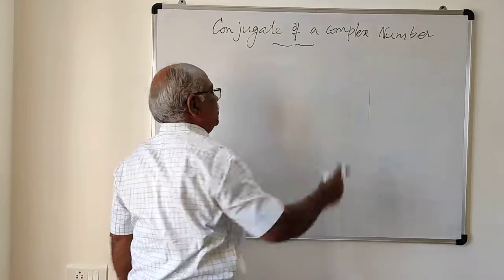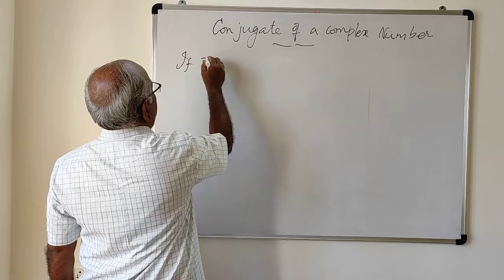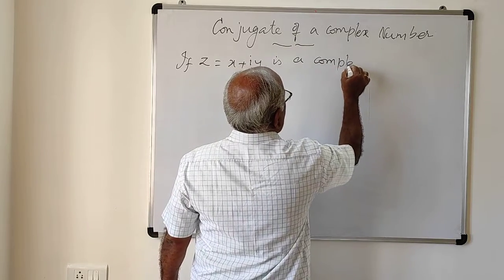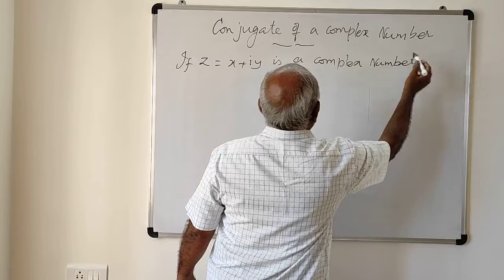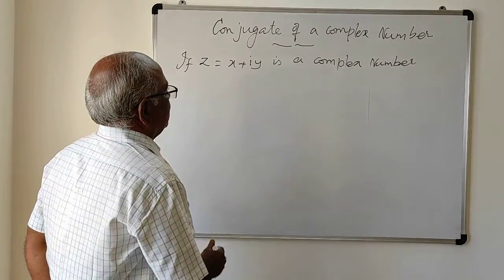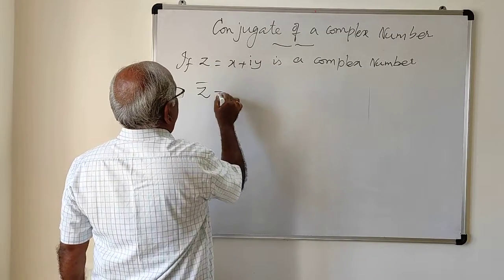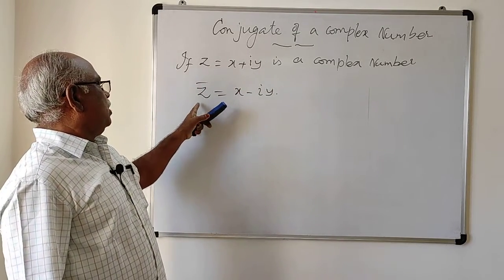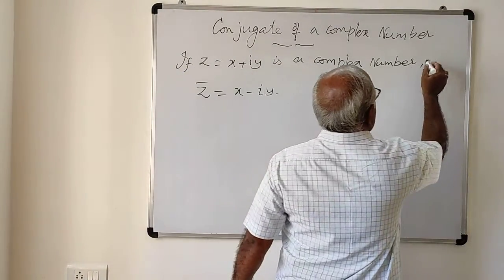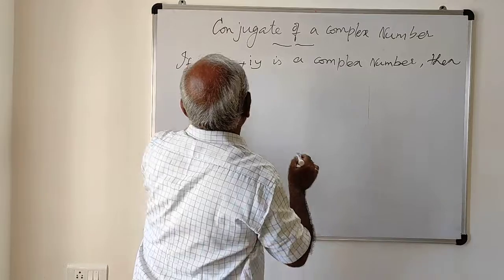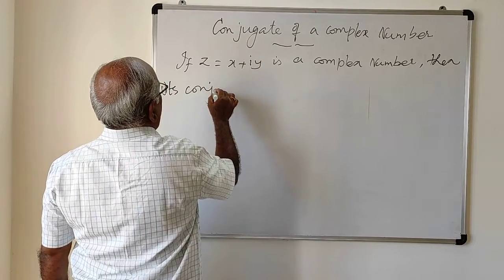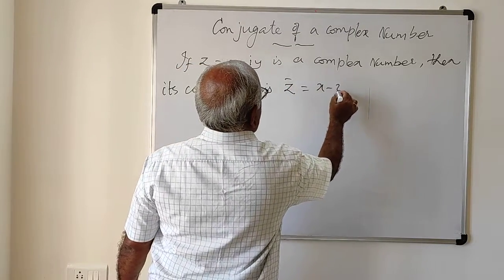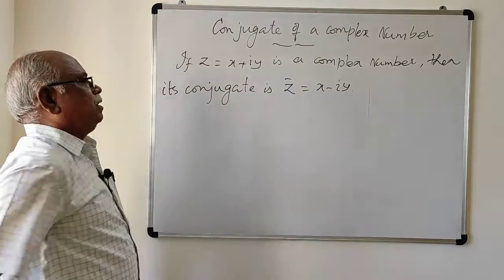Conjugate of a complex number. It means if z equals x plus iy is a complex number, then its conjugate is defined by z bar, which is equal to x minus iy. This is the definition of a conjugate of a complex number.